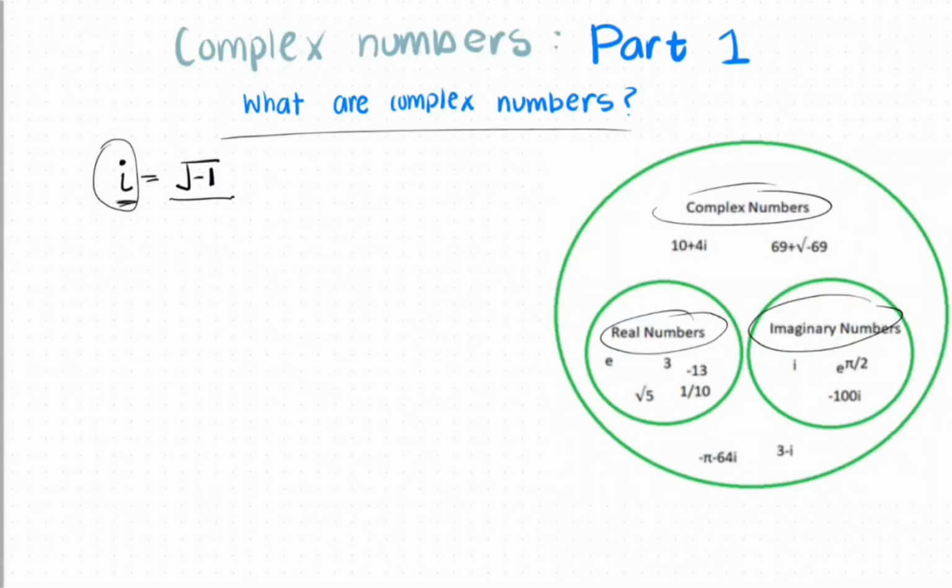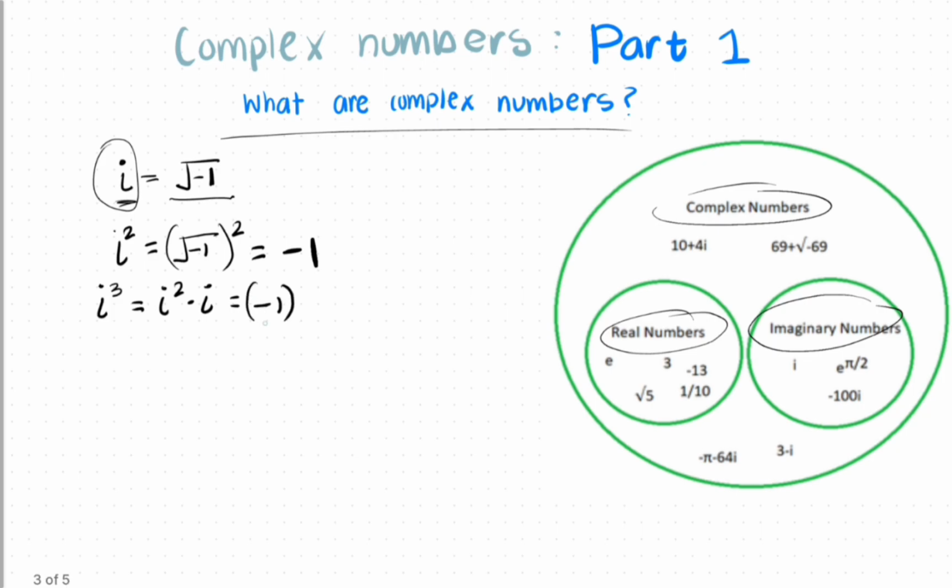So if we square both sides, that's saying i squared is equal to the square root of -1, squared, which is just -1 because the square root and the square cancel out. So we have i is equal to the square root of -1, and i squared is equal to -1. Now let's try i cubed. Well, we know that i cubed is simply i squared times i. We know that i squared is -1, and we know that i is just simply i, so i cubed is -i.